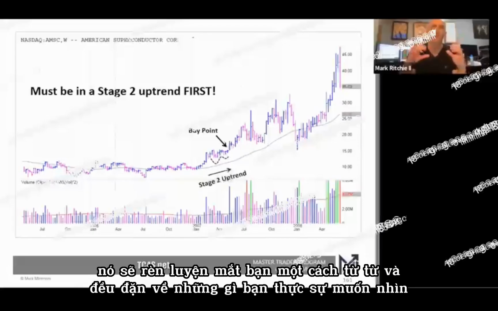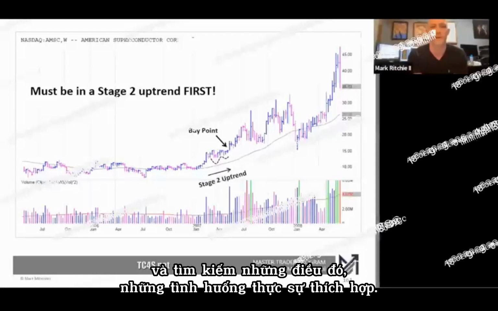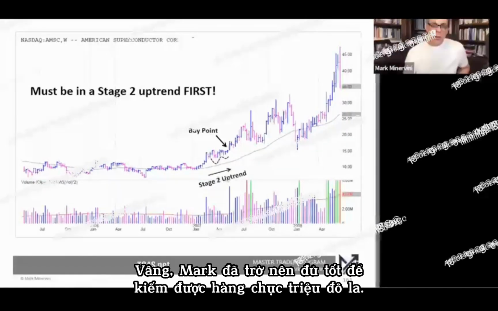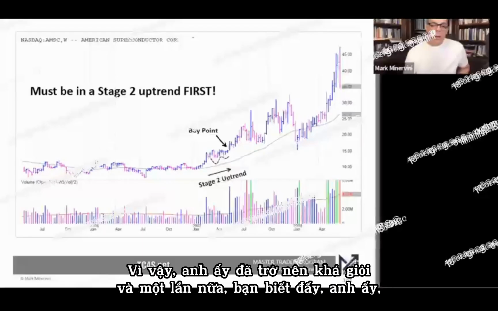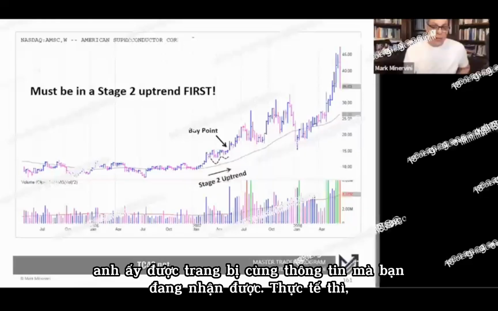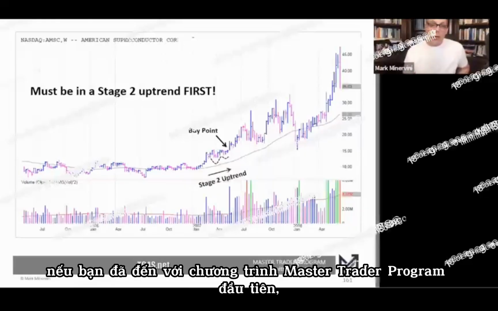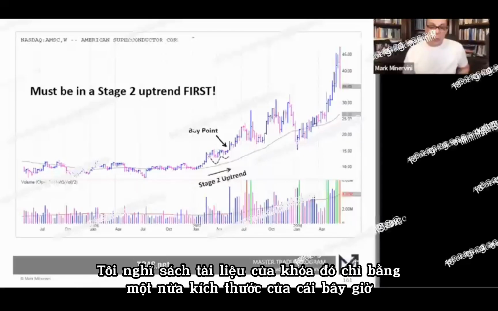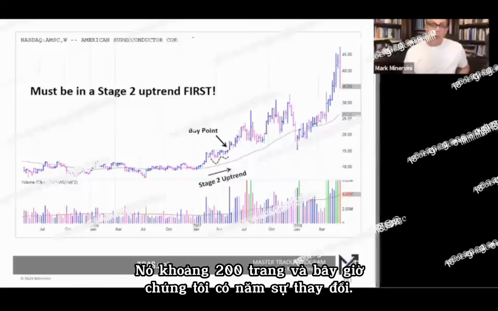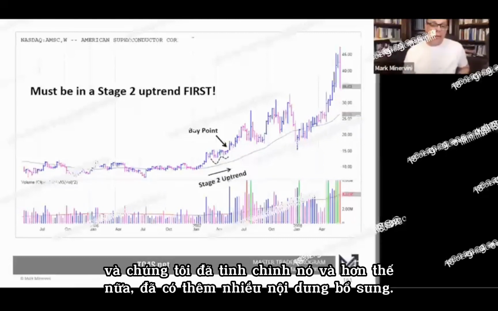It's going to slowly and steadily train your eye for what you really want to look for and finding those really opportune situations. Yes, Mark has gotten good enough to make tens of millions of dollars, so he's gotten pretty good at it, and again, he's armed with the same information that you're getting. As a matter of fact, you came to the first Master Trader program, Mark, and I think the workbook was probably half the size of this. It was like 200 pages, and now we're at like 500. And we've refined it and so much more. There's so much more now.